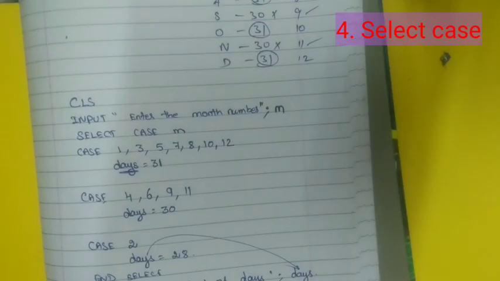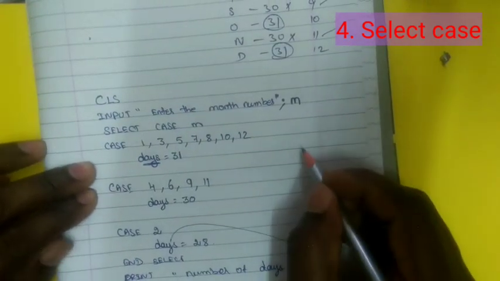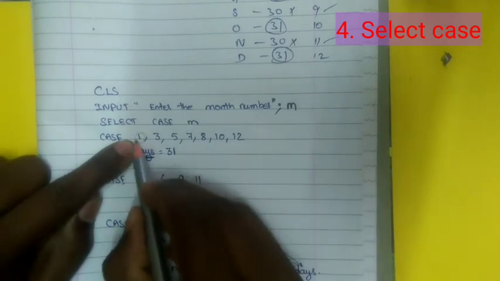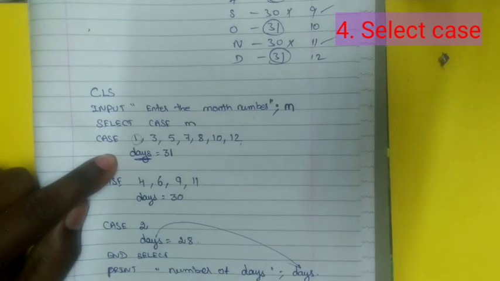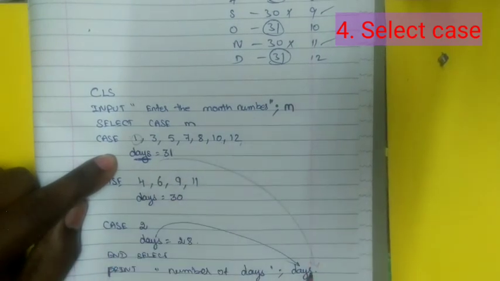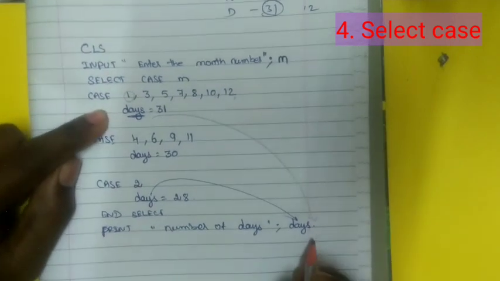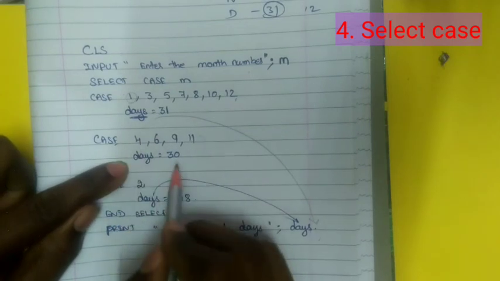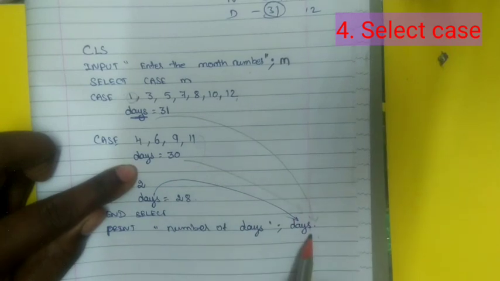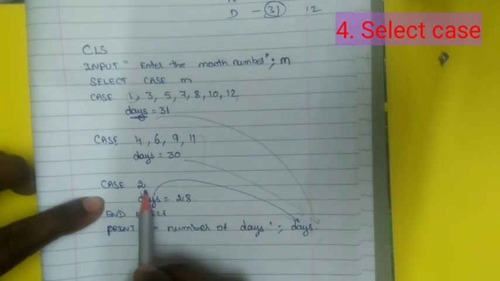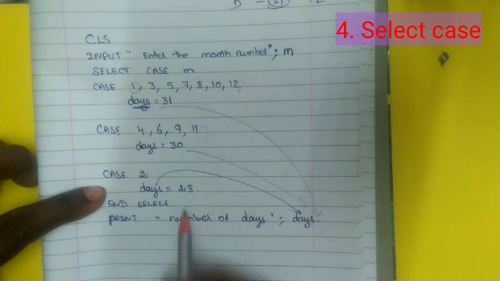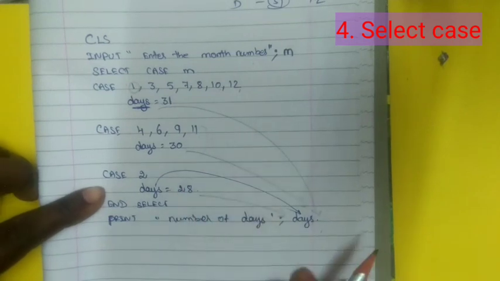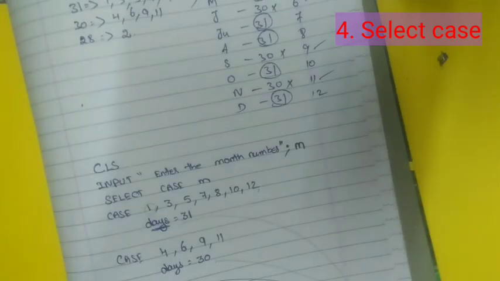Okay, now the execution of the program. After you run the program, input: enter the month number. If I enter 1, 3, 5, 7, 8, 10, 12, the days value is returned directly. 31 is returned here and it displays number of days equal to 31. Else if I enter 4, 6, 9, 11, days equal to 30, and it displays number of days equal to 30. If I enter 2, days equal to 28, so 28 will be written here: number of days equal to 28. Okay, this is the way the program executes, and that's all about the conditional statement.